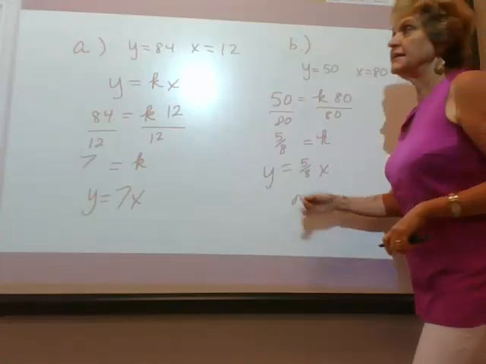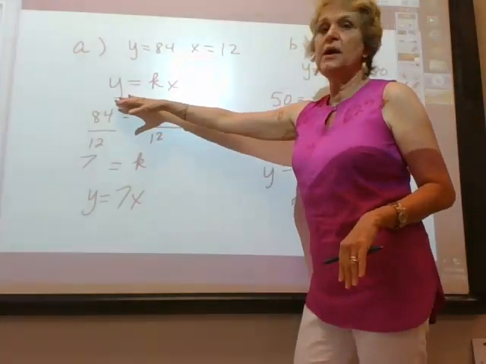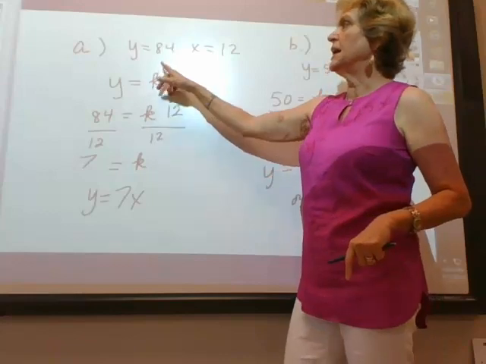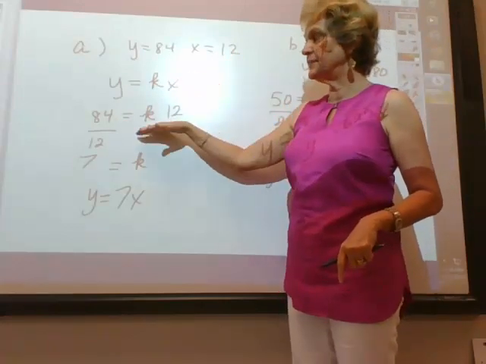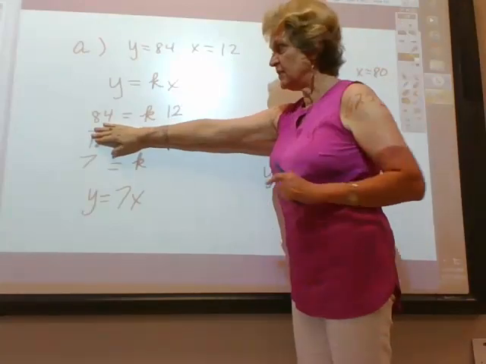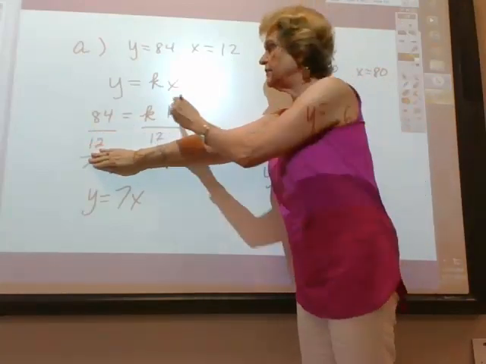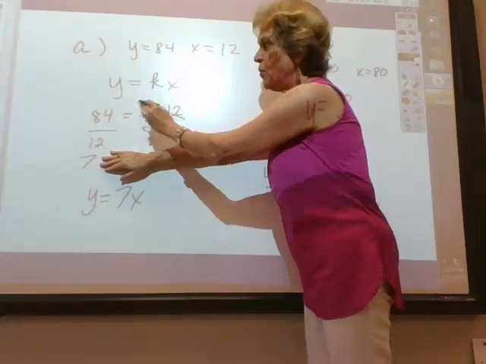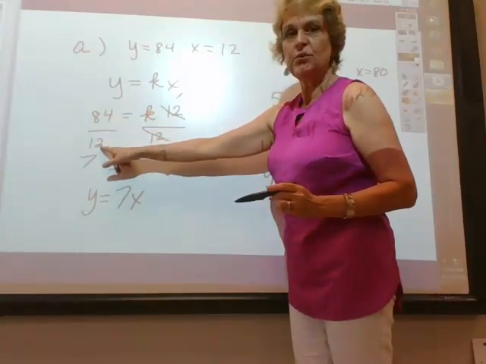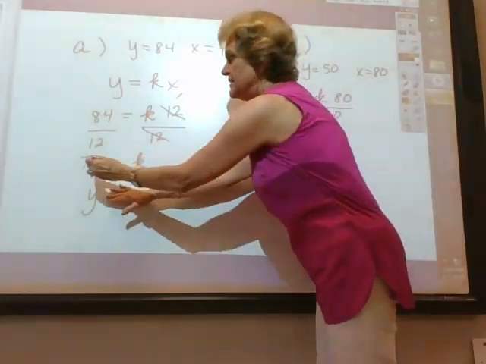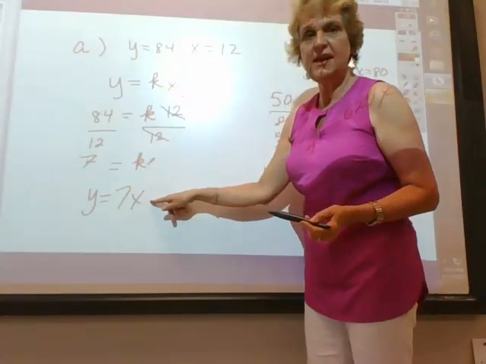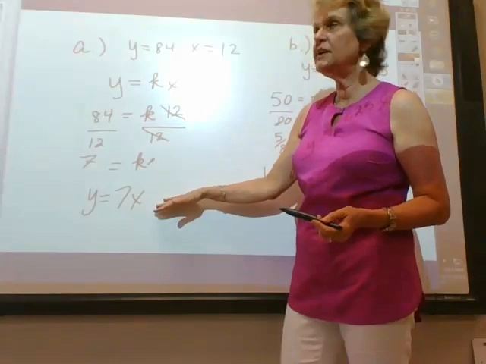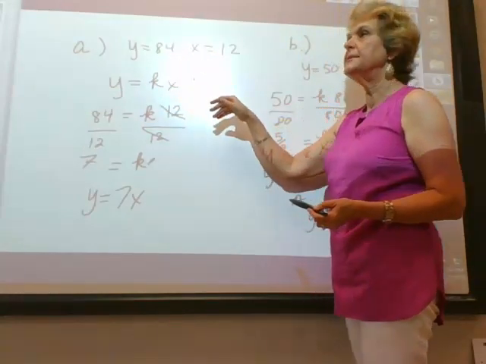For A, I know it's direct variation, so I write y equals kx. I plug in the y, I plug in the x, these are multiplied, so I'm going to divide both sides by 12. This cancels, so 1k, this quotient would be 7, so now I use the 7 right here, y equals 7x. I'm writing the equation of variation under these conditions.